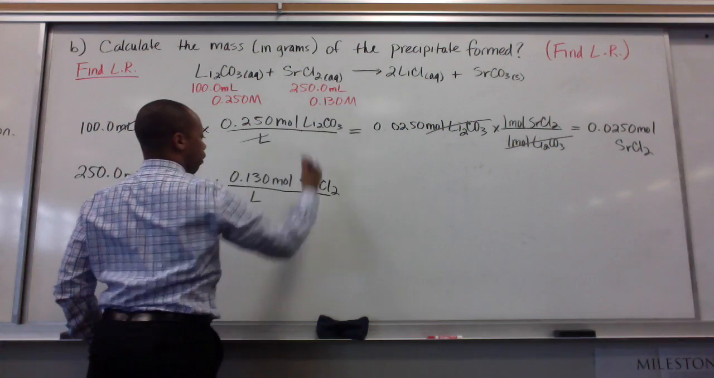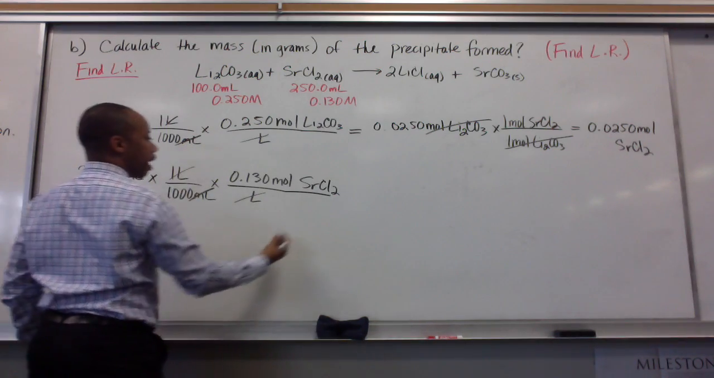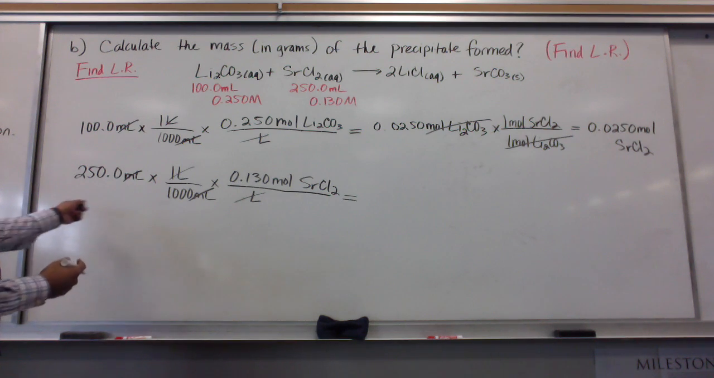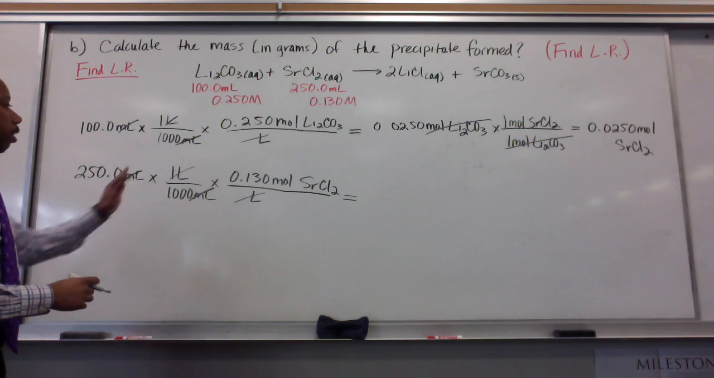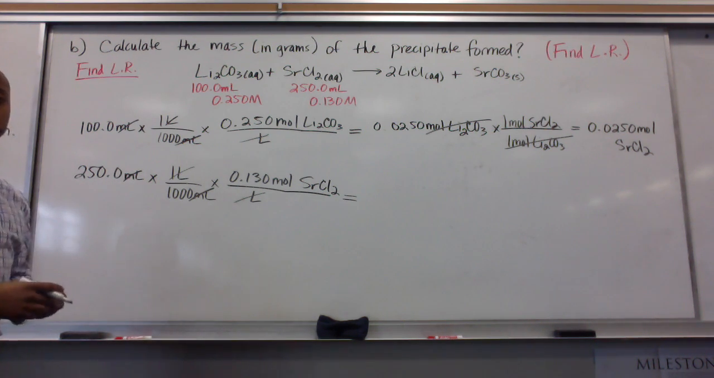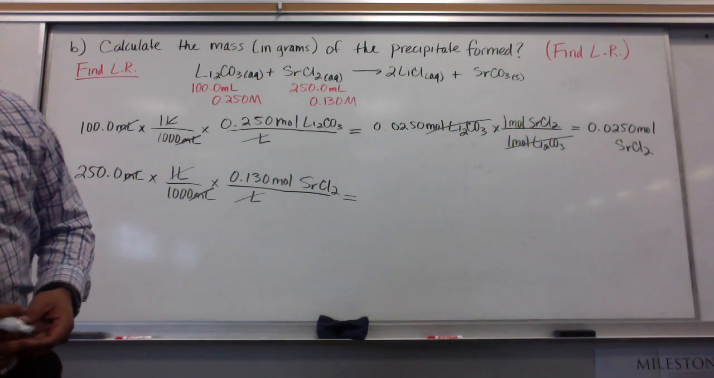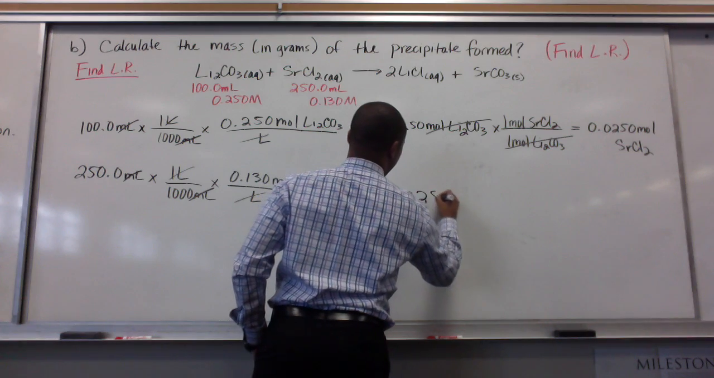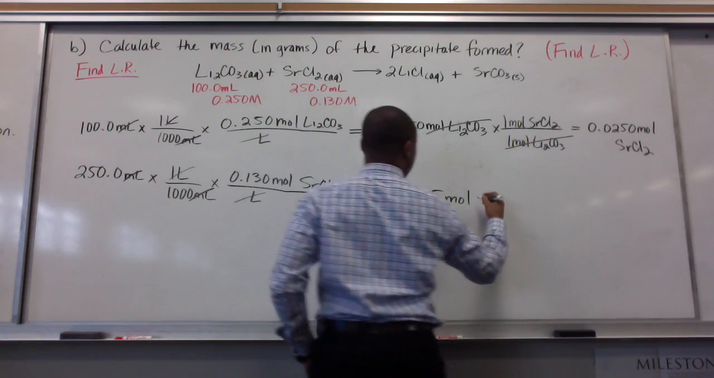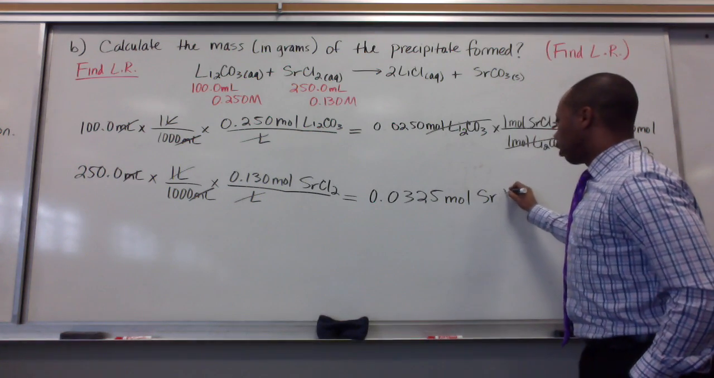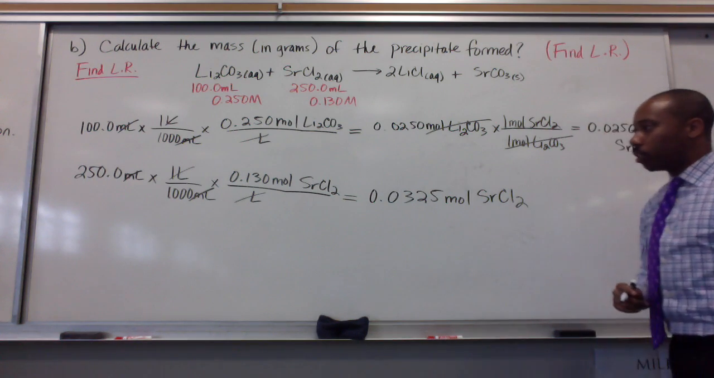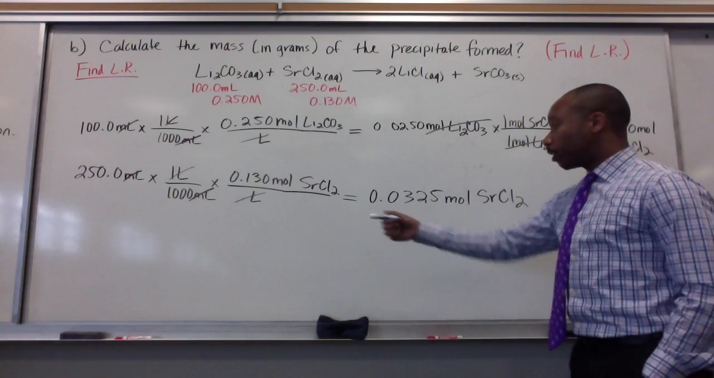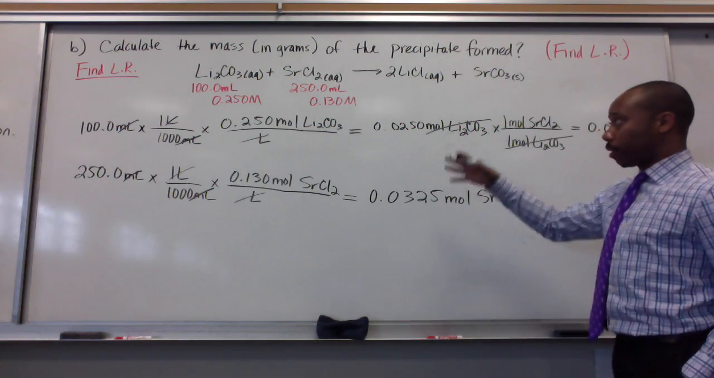And this is strontium chloride that we're dealing with now. So my liters cancel out. When I do my math, 250 divided by 1,000 times 0.130, it's 0.0325 moles of strontium chloride. So this is how much strontium chloride I had to begin with.